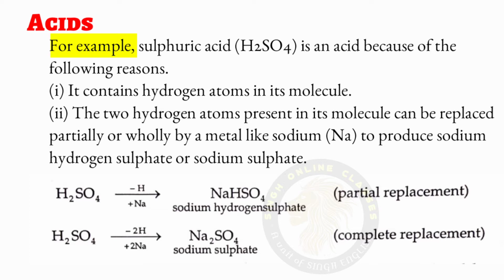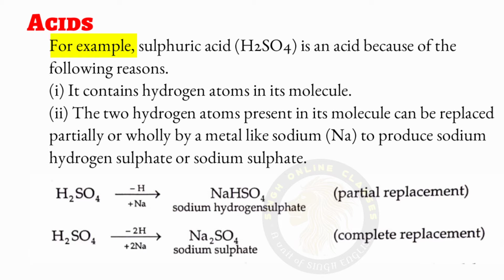First reason, it contains hydrogen atoms in its molecule. Second reason, the two hydrogen atoms present in its molecule can be replaced partially or wholly by a metal like sodium. Sodium is a highly reactive metal. It can easily replace hydrogen from its molecule to produce sodium hydrogen sulfate or sodium sulfate. So see, in the first case, partial replacement takes place. Why? Because one hydrogen atom is replaced by one sodium atom. As a result, we got sodium hydrogen sulfate.